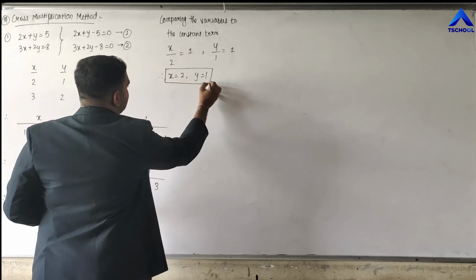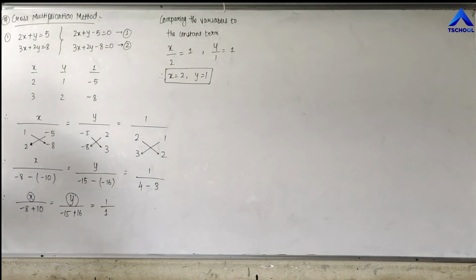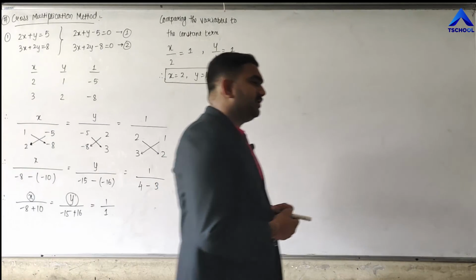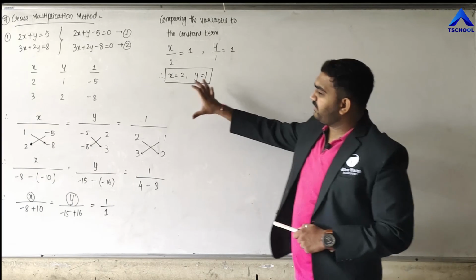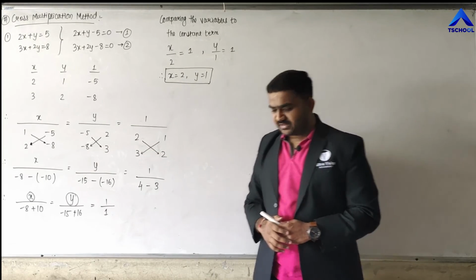So we got the solution to this pair of linear equations: x equals 2 and y is equal to 1. Right. So the solution to these equations is x equals 2 and y equals 1. Is it clear, friends? So in this way we are going to cross multiply the coefficients and then find out the solutions.